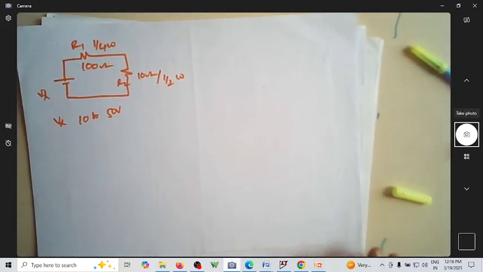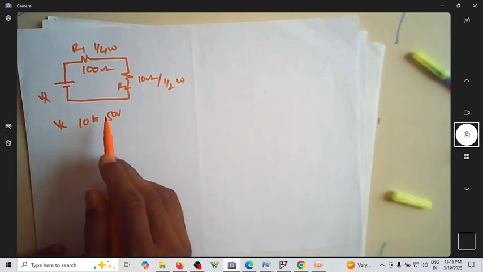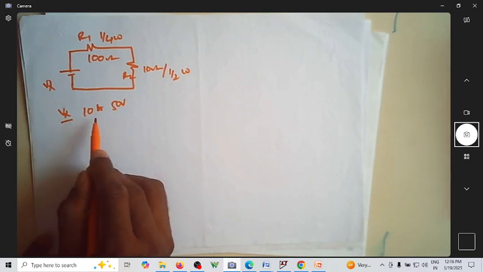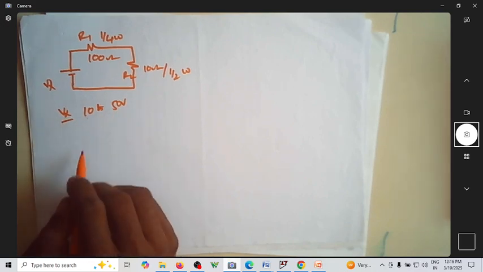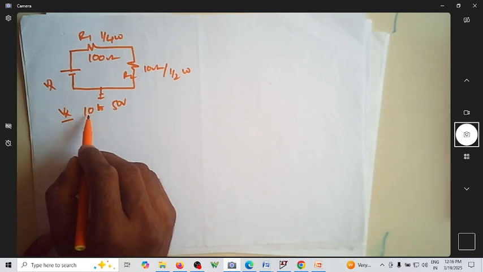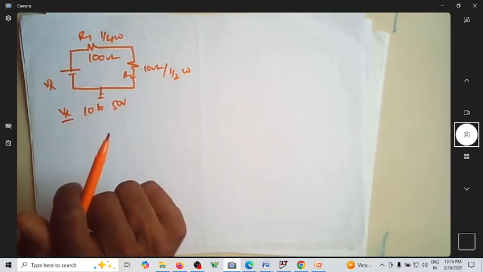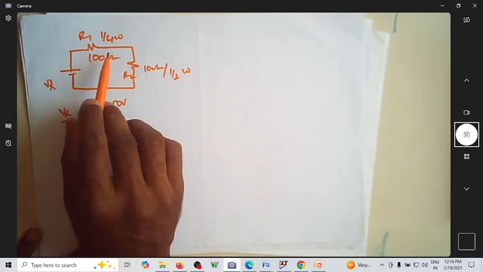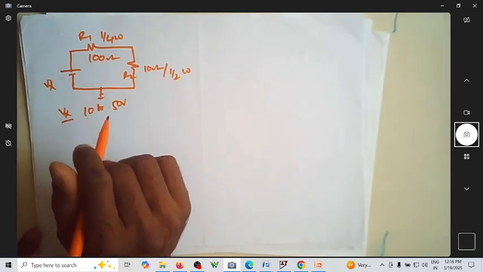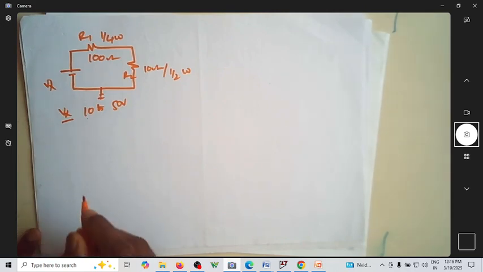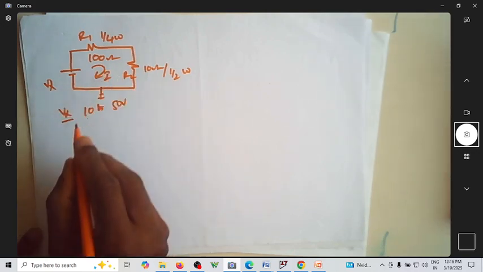We are asked to comment on this circuit operation. Suppose you change this voltage Vx from 10 volts to 50 volts. If you vary the voltage from 10 to 50, naturally the current will increase. Since each resistor has a maximum power dissipation, it cannot handle any amount of current. It can handle only some rated current. So let us find out what the overall current will be.